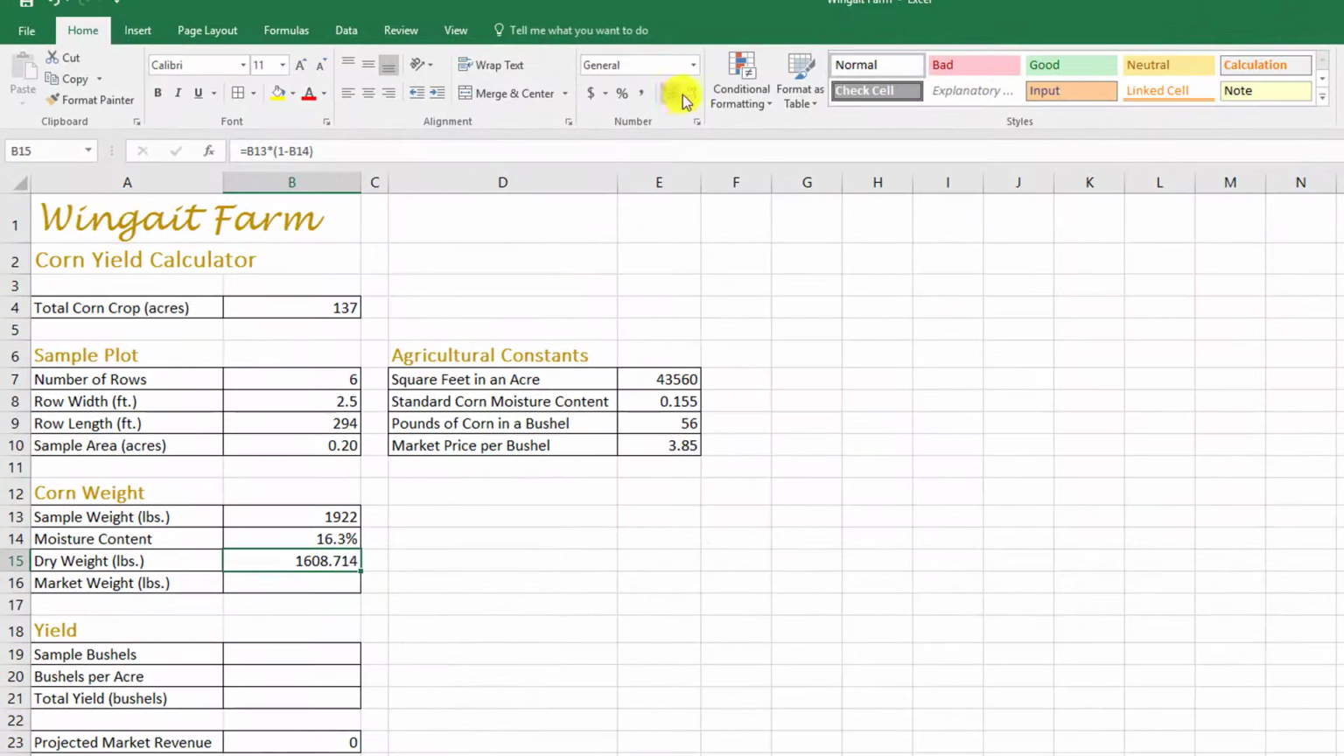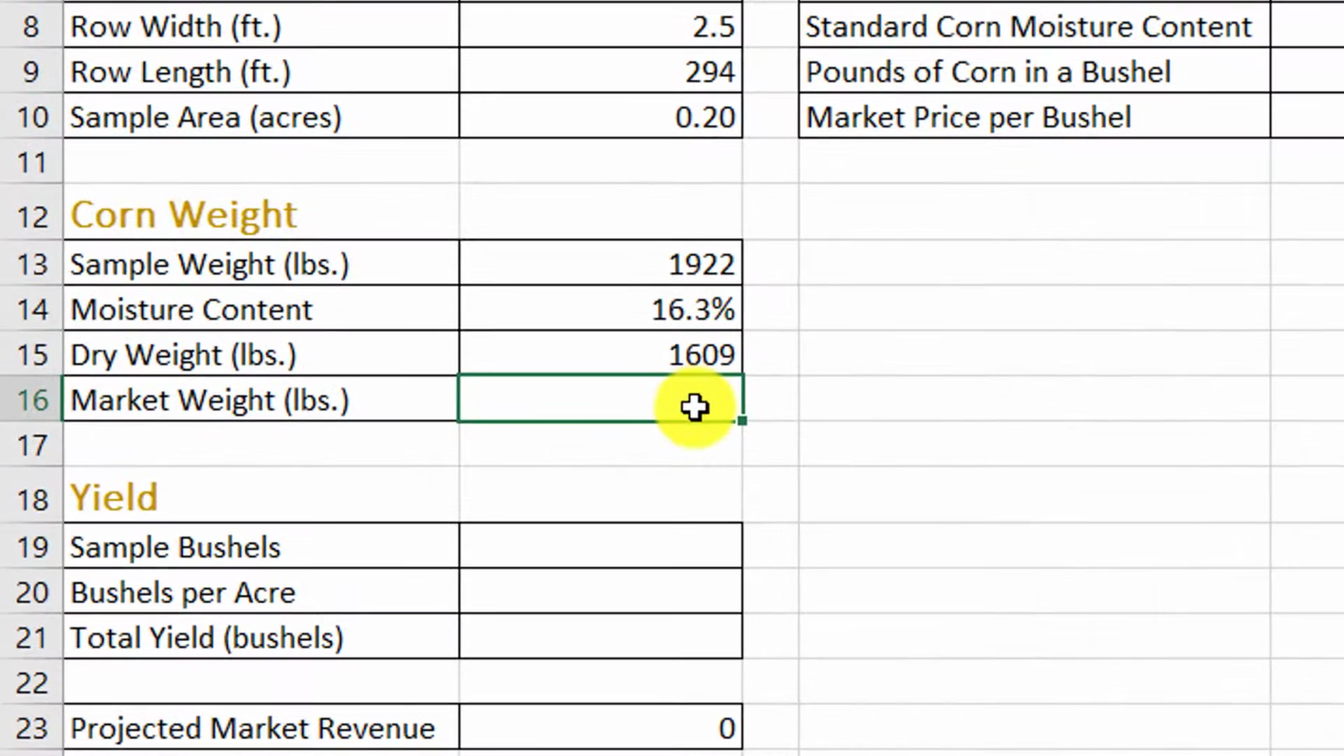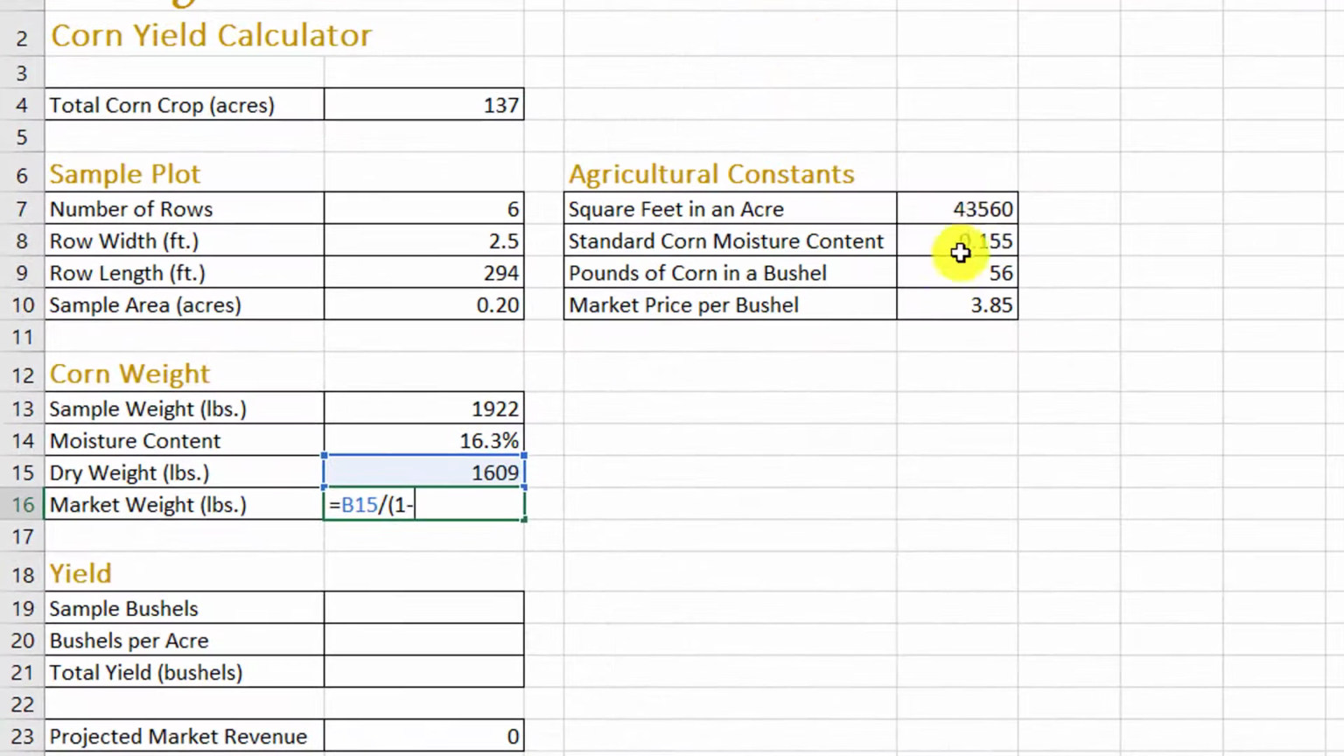So taking into consideration that some of the weight comes from moisture, we'll take it down to 0 decimal places. So that's the dry weight without the moisture. And then to get the market weight, we have a different equation, a little bit similar to that one, but it's B15. So it's the dry weight divided by, and we have to put parentheses around this one part, 1 minus E8, standard corn moisture content. All right, so that's just a standard number.